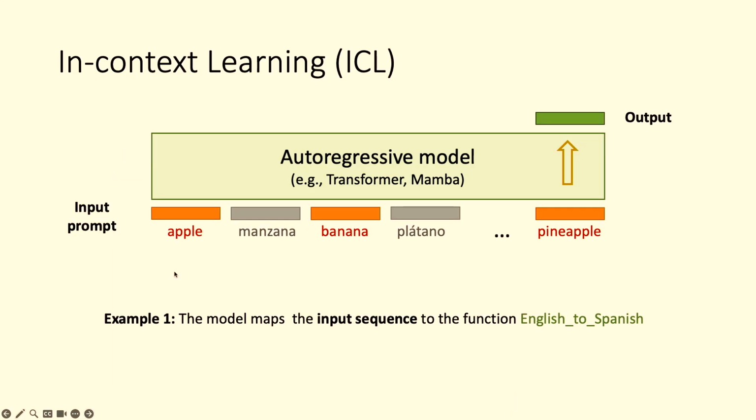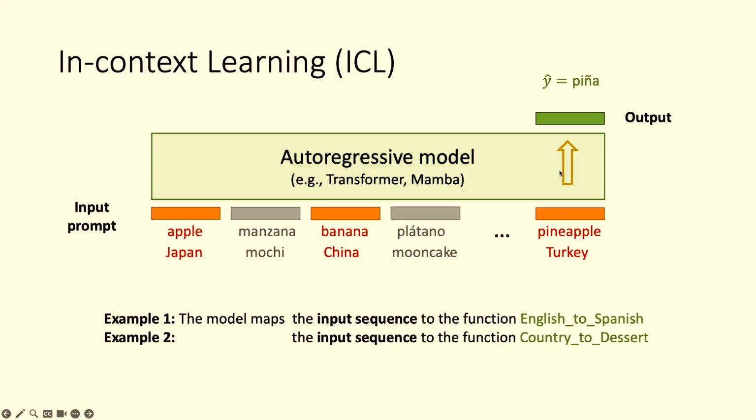So, the high-level idea, if you want to view this from a function learning point of view, right? We essentially want to condition the sequence model so that it picks up some hypothesis. So you give these examples like apple, manzana, banana, plátano, and so on, so that the model will learn the function English to Spanish, and apply it on the query, pineapple, to get some output. Or the example can be Japan, mochi, China, mooncake, and so on, and perhaps for Turkey, the most relevant dessert after the country-to-dessert mapping is perhaps baklava, okay?